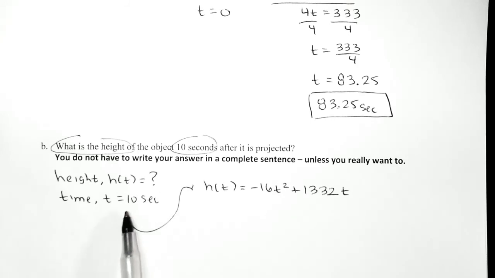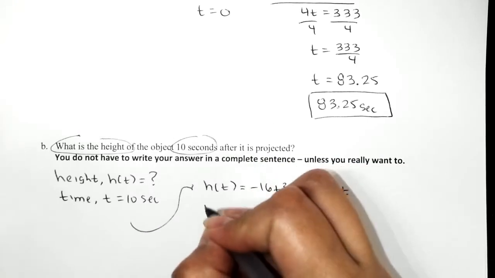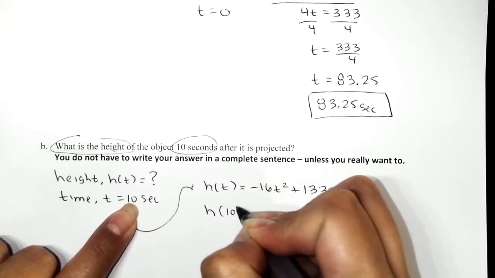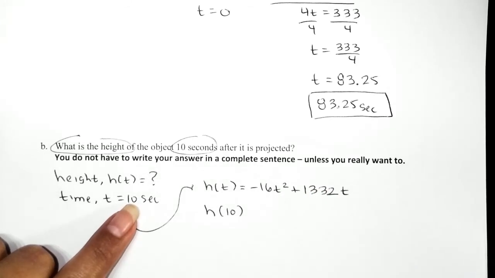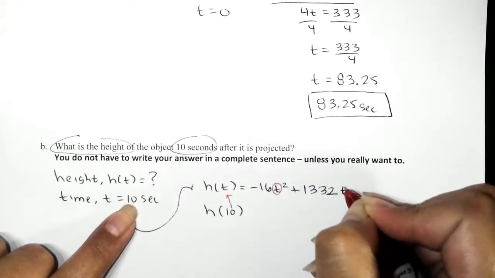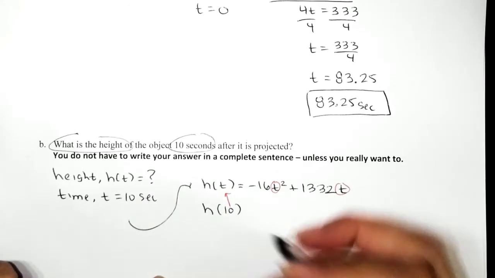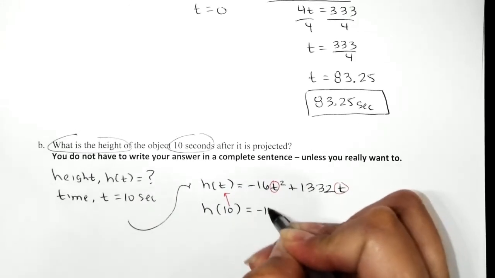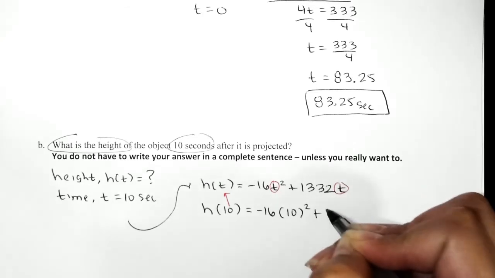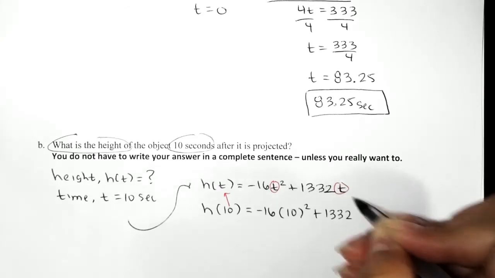We're gonna plug in a 10 for t and then solve for h. So we have h of 10, and since we keep the function notation, we want to find h when the input equals 10. In English, substitute a 10 for t wherever you see it, and then you're good. That will leave us with negative 16 times 10 squared, plus 1332 times 10.